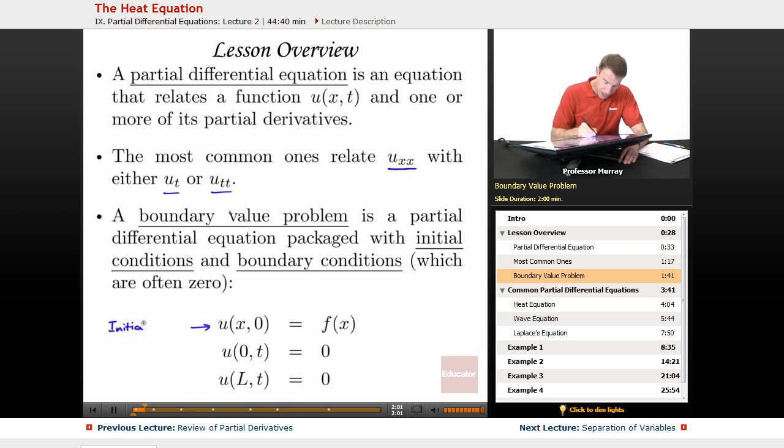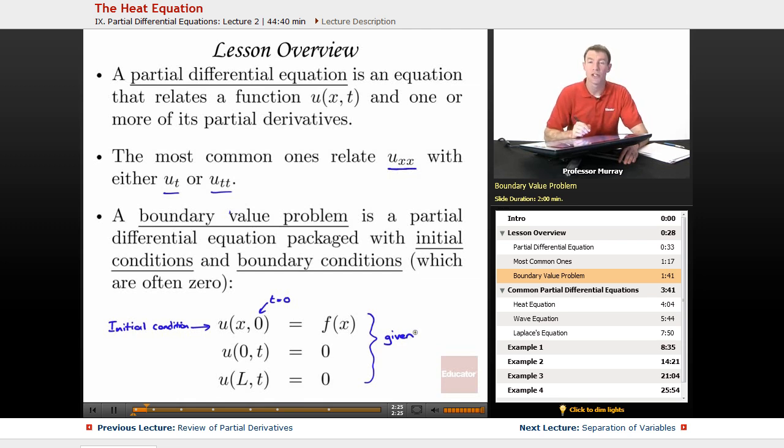The idea there is that you've plugged in time equal to 0. That's why it's called the initial condition: it takes place at time 0. So we've plugged in t equals 0, and we just get a function of x. This would be given to you in the context of the problem. All of these equations would be given to you.